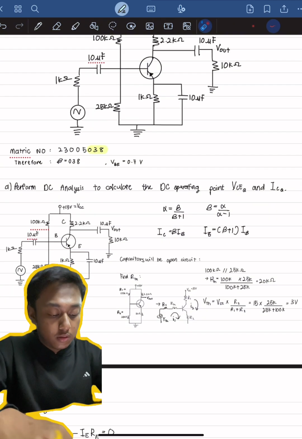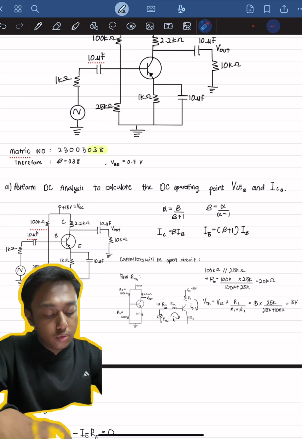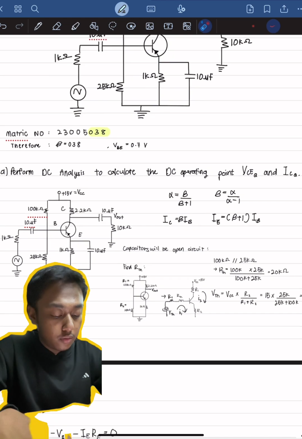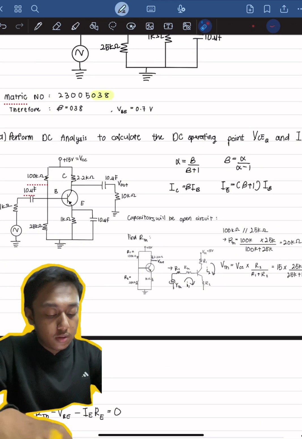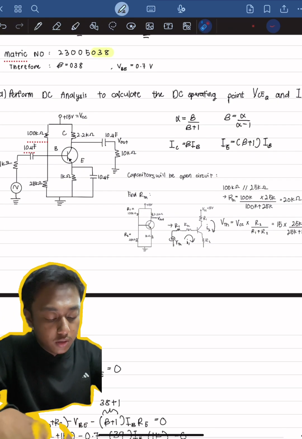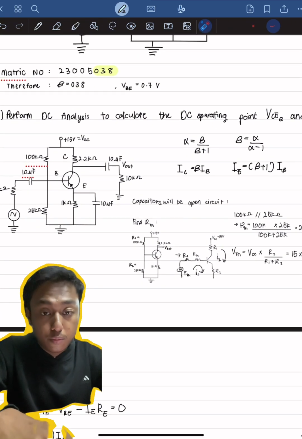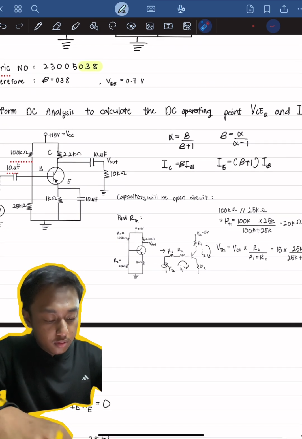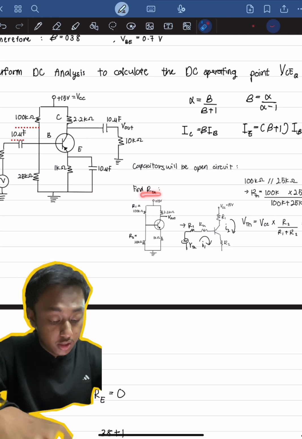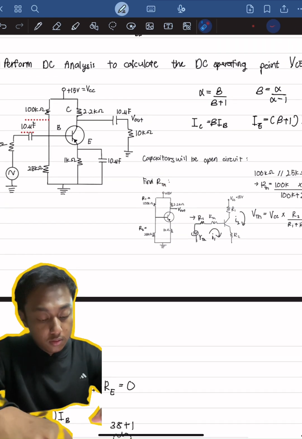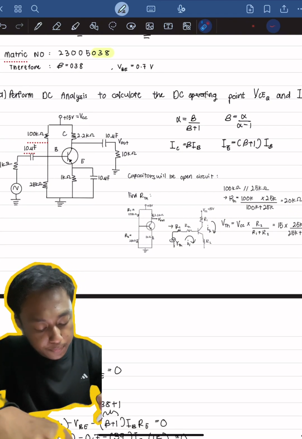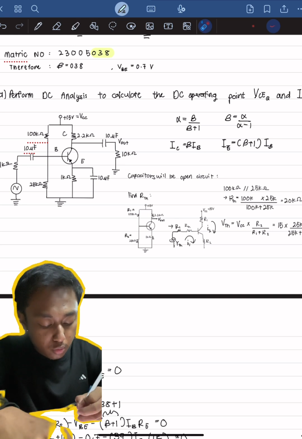So since the first question asks us to perform DC analysis, for my solution, I would redraw the circuit back because it will be easier for me to later on pick out all the important information so it won't be left out. So first step is to find the Thevenin resistance, which is the RTH. Since it asks us to do DC analysis, I will be assuming capacitors will be open circuit.